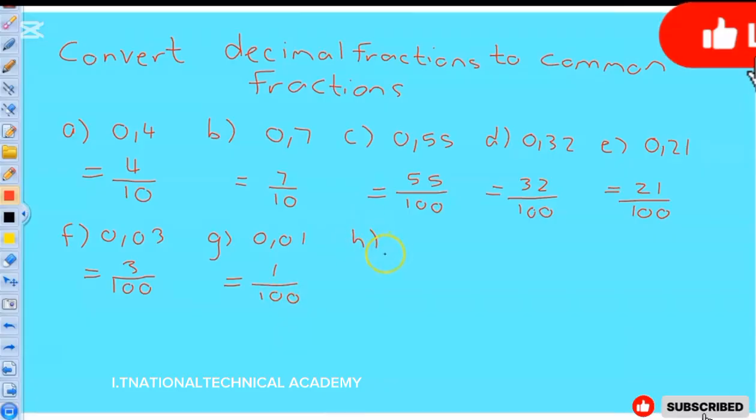Then we have h, which is 0,02, and that is equal to 2 over 100.